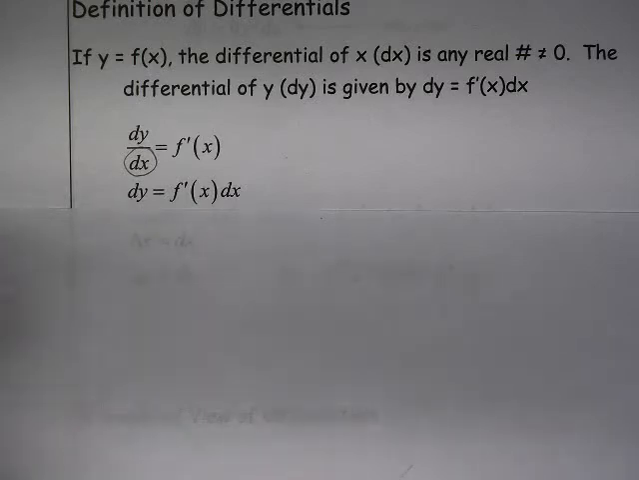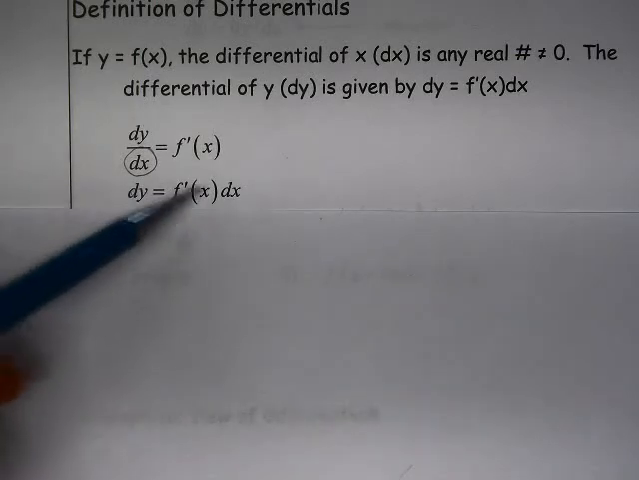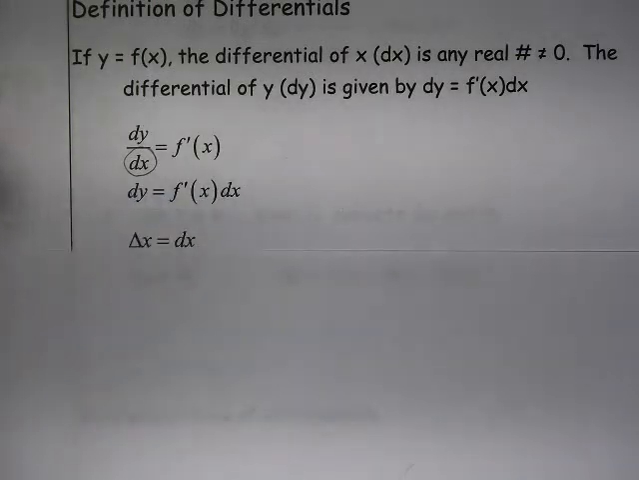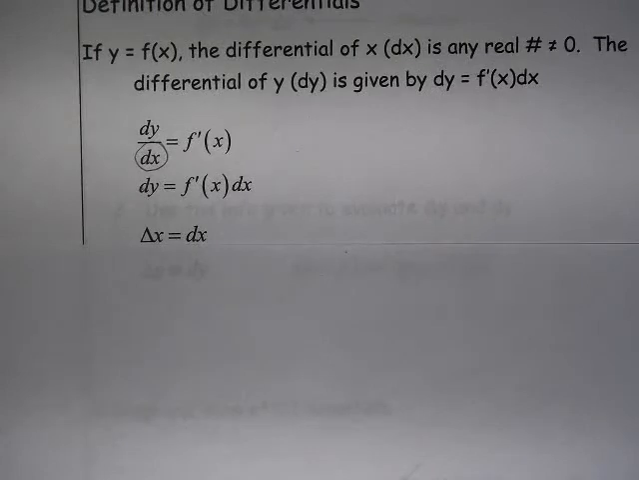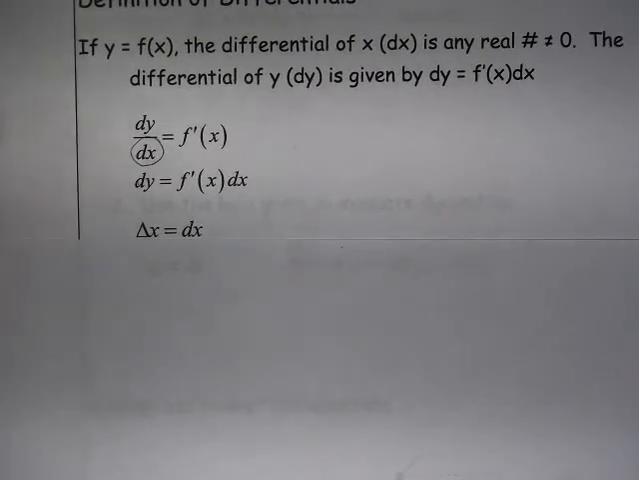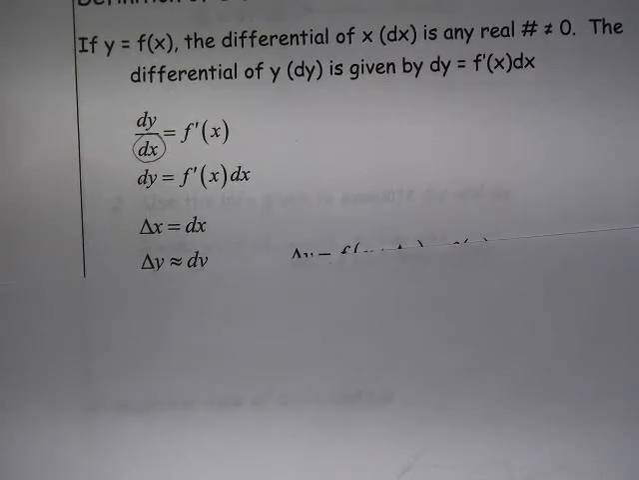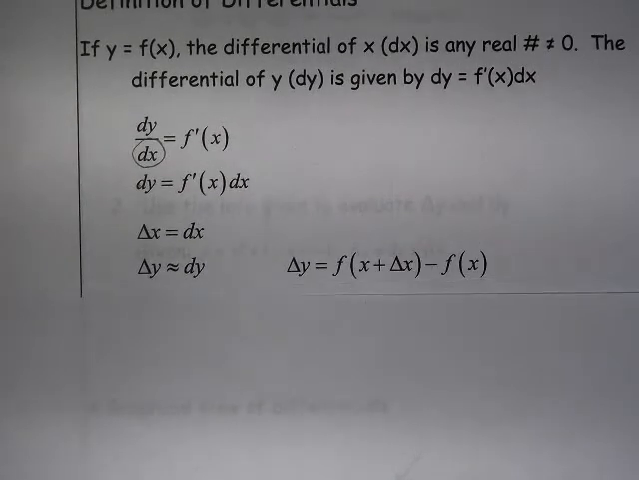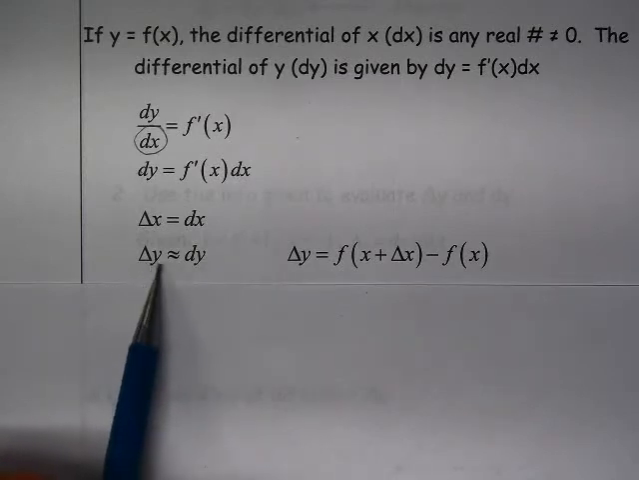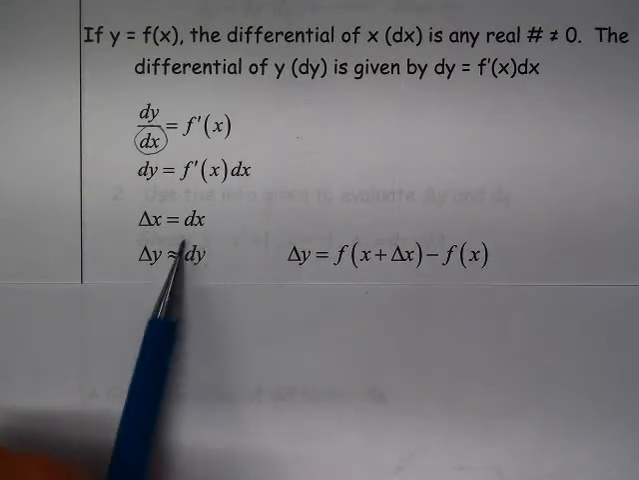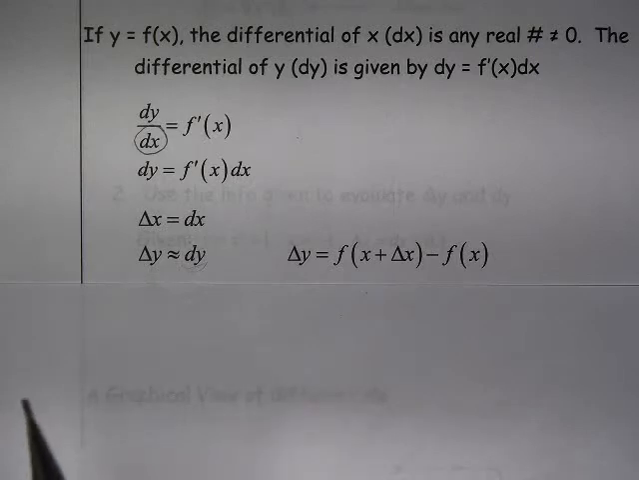Right? Now we have to define this dy and dx and really understand what it means. So dx is just the change in x. So when we think about a delta x or a change in x, that's the same thing as dx. However, dy is not the same. Right? dy is approximately equal to the change in y. So dy is our estimate of the actual change in y, and we'll see.